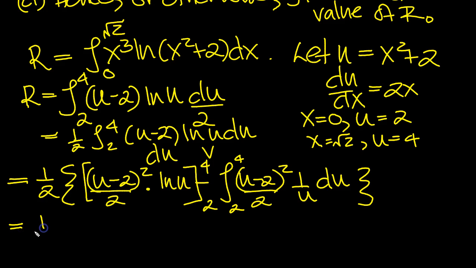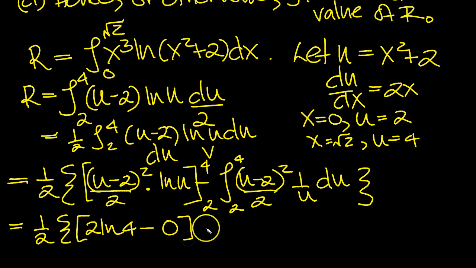So that's equal to a half. Now, what have we got here? Well, we're going to put the 4 in. 4 minus 2 for the top value is 2. 2 squared is 4. 4 over 2 is 2. So it's going to be 2 ln of 4 minus the bottom value. Put 2 in here, you get 0, because 2 minus 2 is 0. So that's the bottom value, that's that bit done.